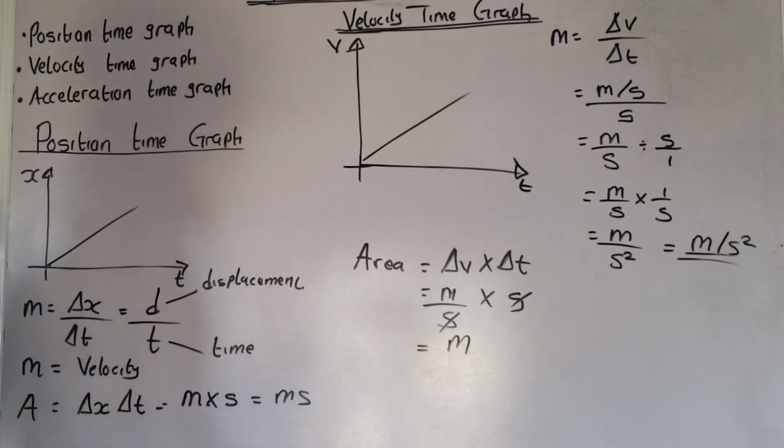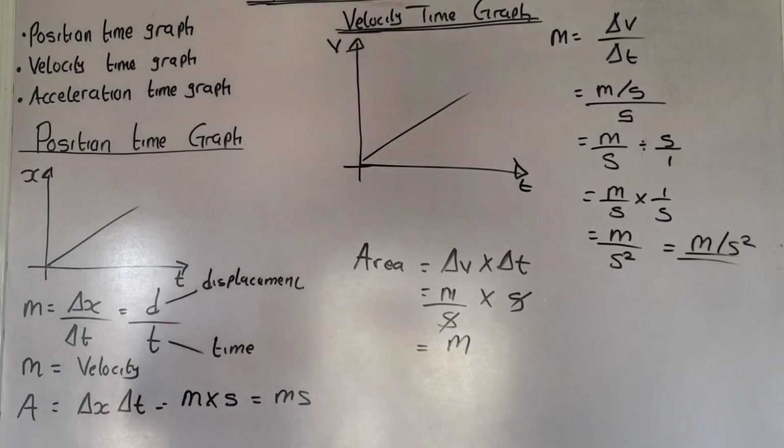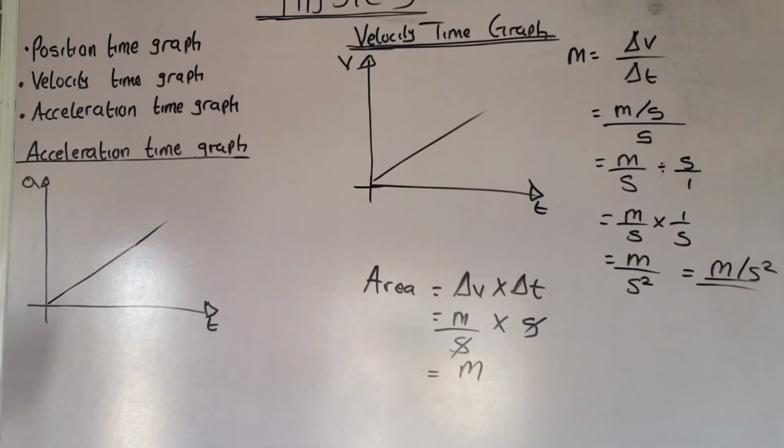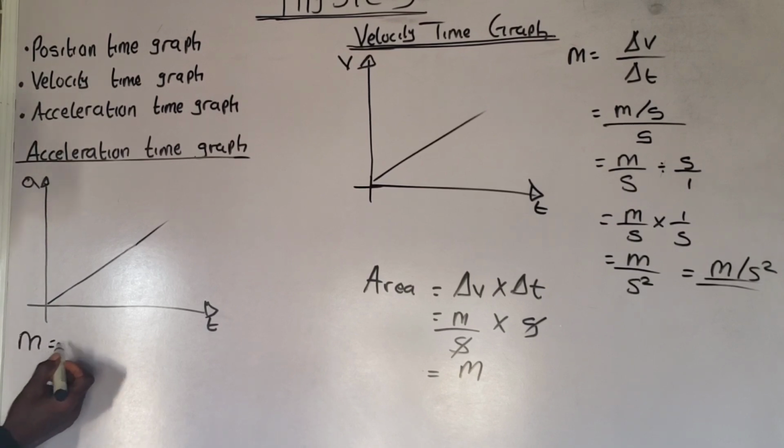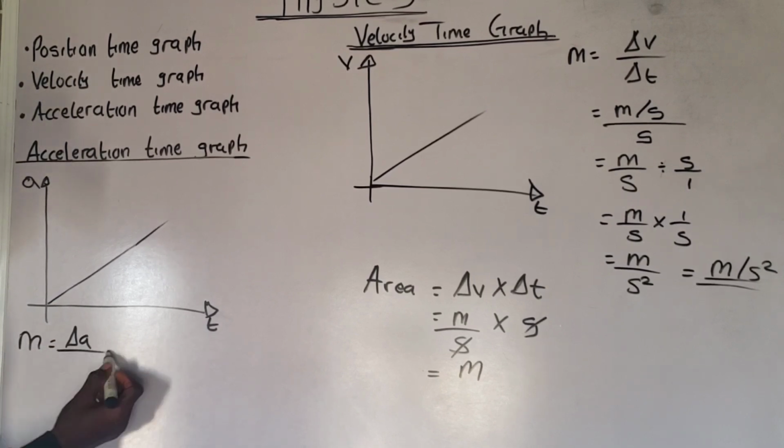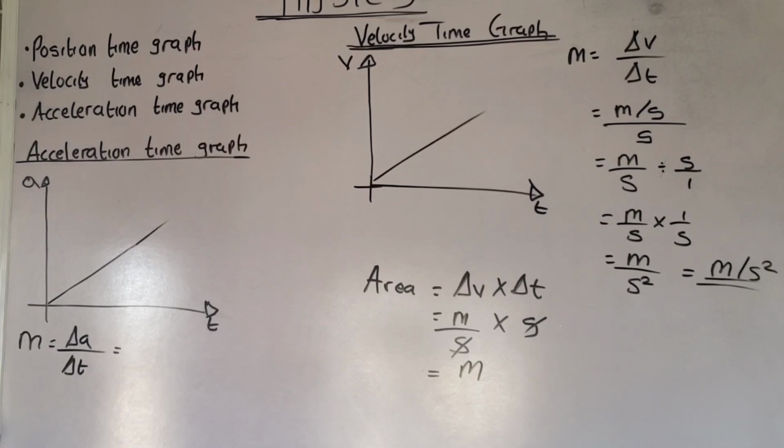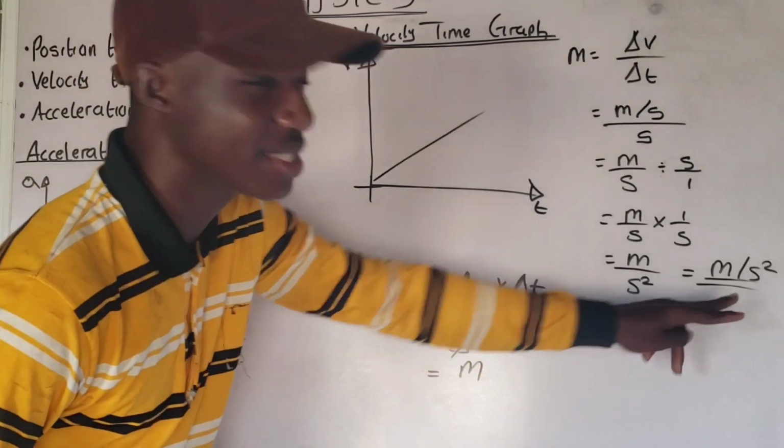Do you understand? Okay? Let's move to the third motion graph, which is acceleration time graph. Acceleration time graph tells us the relationship that exists between the acceleration of an object and the time. What does the slope of acceleration time graph tell us? Don't forget that slope is associated with division. Slope m is equal to change in acceleration all over change in time. And don't forget that the unit of acceleration is what? Meter per second squared.